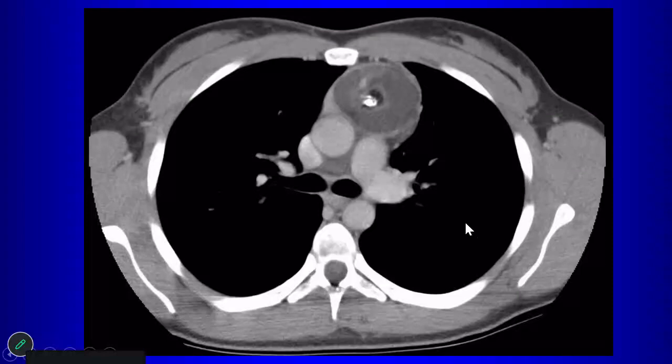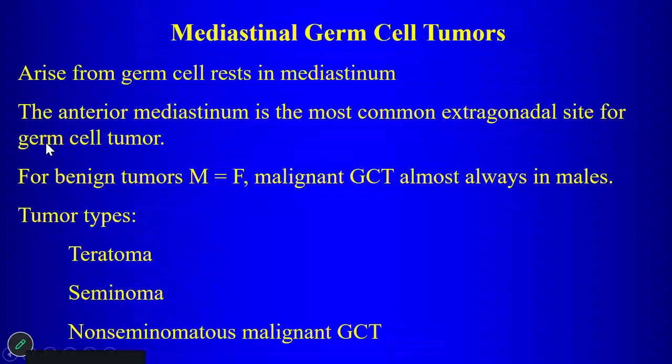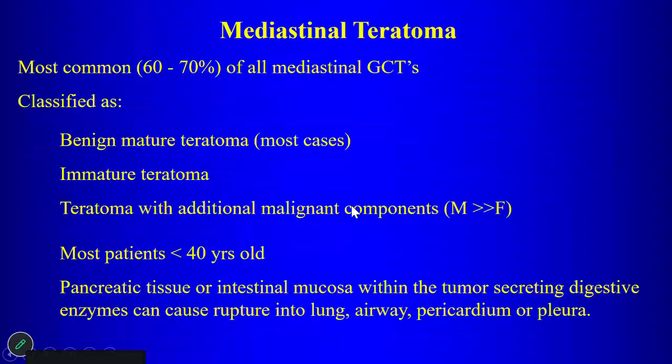So if you have fatty foci within the lesion, fat, calcification, fluid, those three things point to teratoma, but fat tends to be the most specific feature for teratoma. We see that in the anterior mediastinal mass. So these mediastinal germ cell tumors arise from rests. For benign tumors, males equal females, but the malignant tumors are almost always in males. The most common malignant one is seminoma, although you can have non-seminomatous malignant germ cell tumors also.